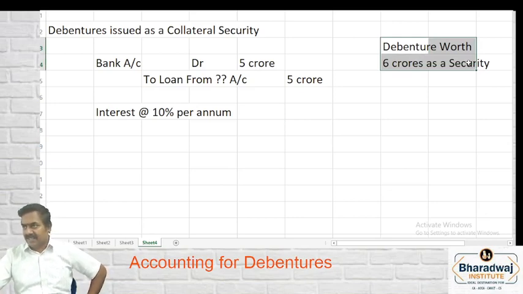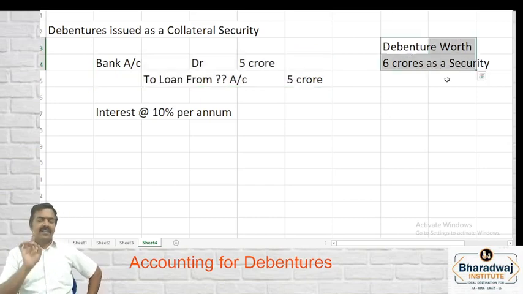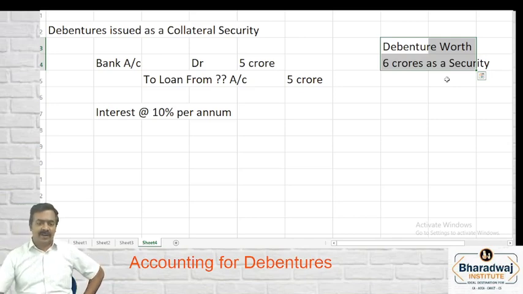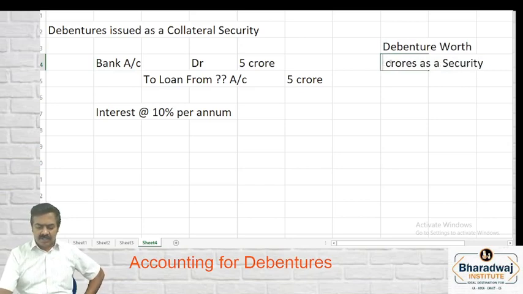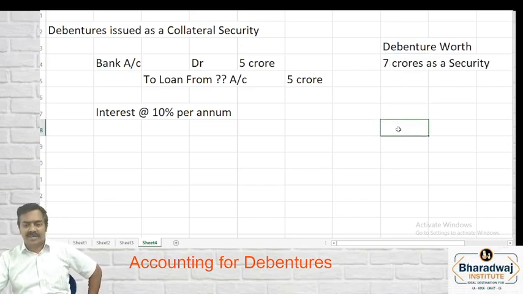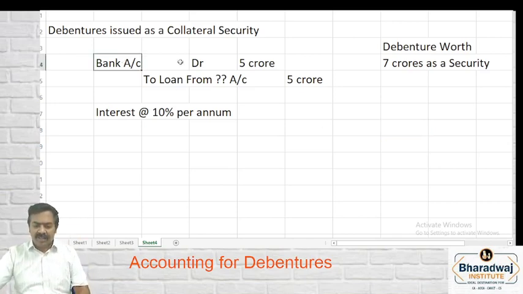See, I have given a loan against collateral security. The company has issued 6 crores of debentures. Then you pay 6 crores now. You can go for it. Suppose if debentures are issued for 4 years, she may ask for a debenture of 7 crore as a collateral security. And please remember, interest will be paid for the loan, not for the debenture.